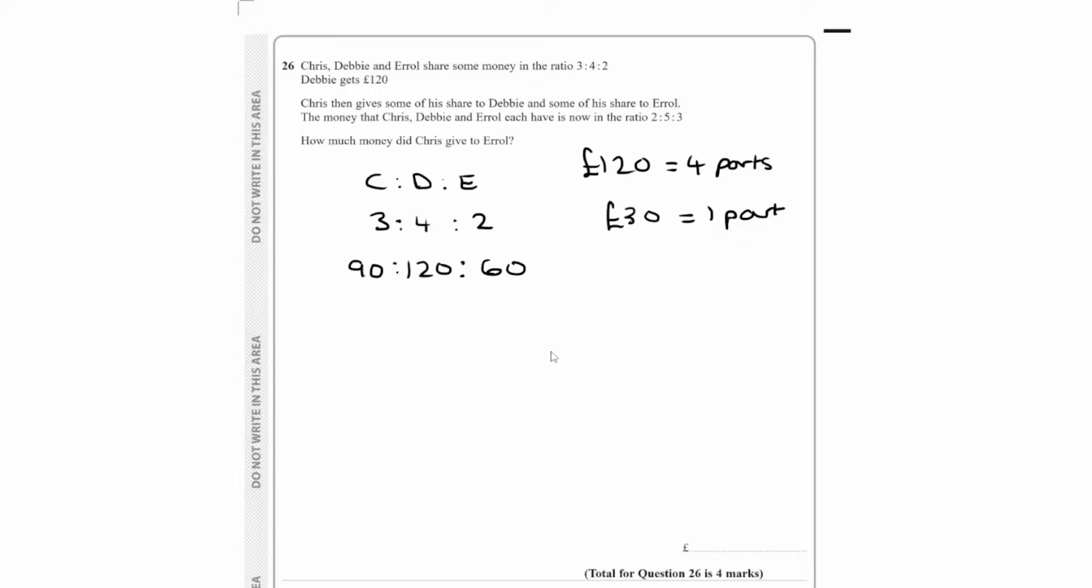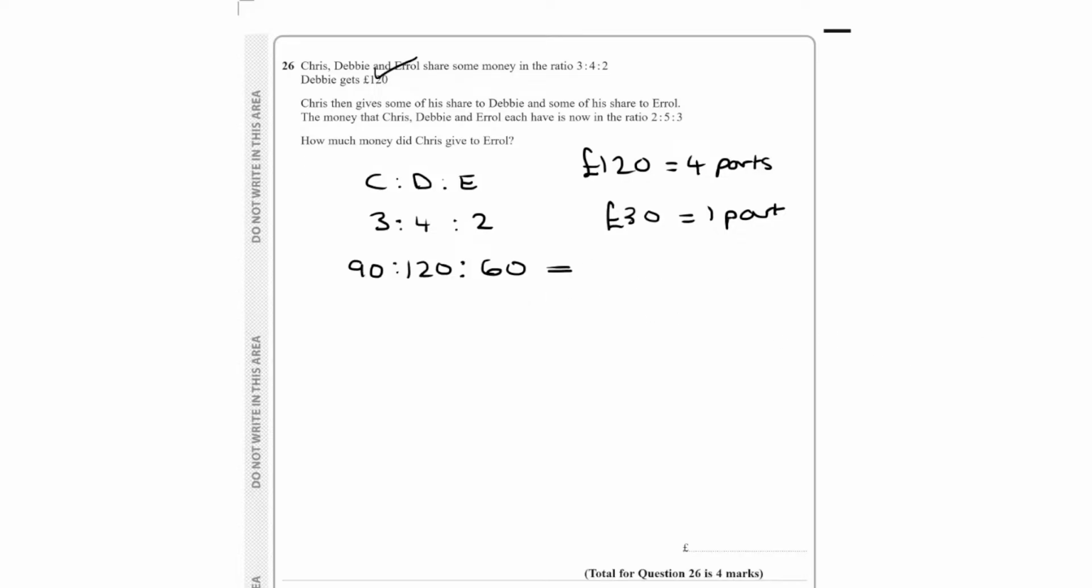Okay, that's actually how they've shared it out. So that's the first bit. You can kind of tick that off. Chris then gives some of his share to Debbie and some to Errol, and we've got a new ratio. Now, the amount of money in total that all 3 of them are sharing together hasn't changed. What's changed is who has how much, right? So the total is still the same.